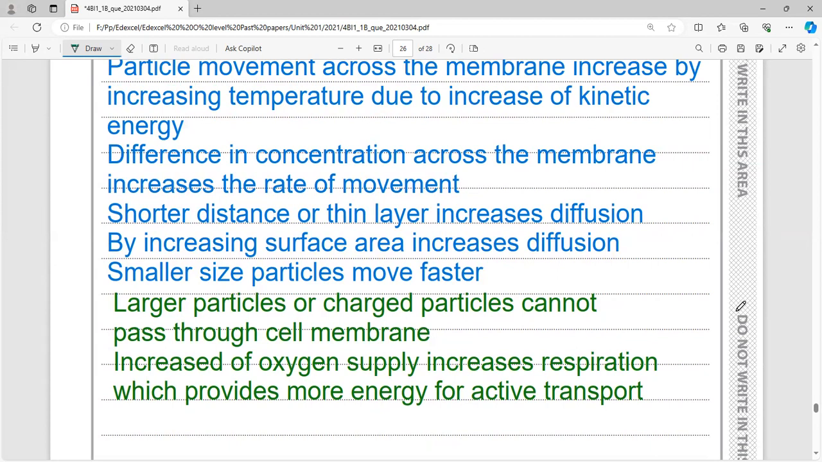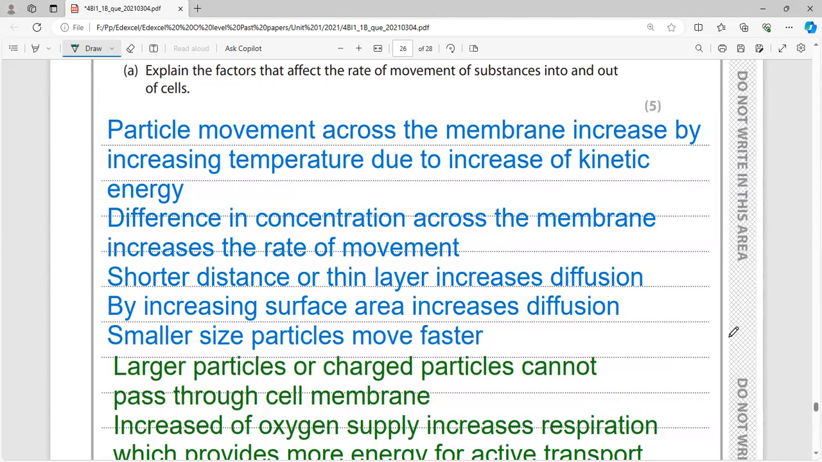So that's why if the particles are neutral, they can easily pass through, and this will increase diffusion. And an increase of oxygen supply increases respiration. And if there is more respiration, more energy is available, so the particle can also move by active transport. So here you're supposed to write any 5 points from here to secure 5 marks.